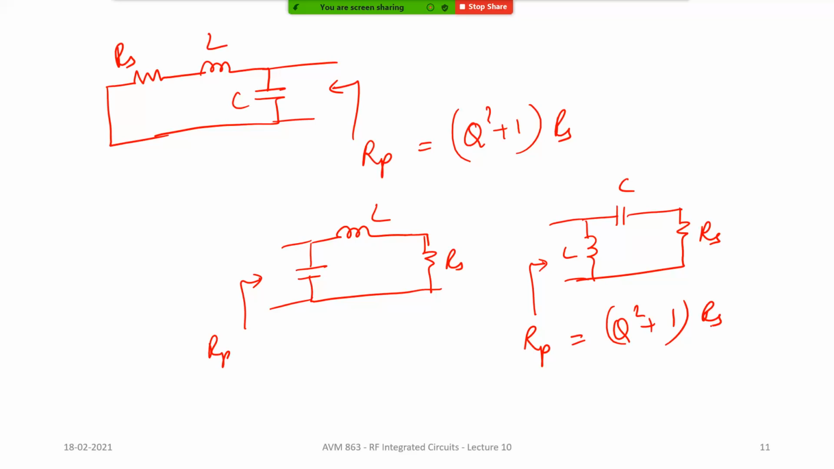So the L match network is bidirectional in nature, right? If you put an RP, you will get a lower RS, or if you have a certain RS, you will have a higher RP. Depending on which direction you want to go, you can use this network, and the relationship between RP and RS is Q squared plus 1. If your Q is sufficiently high, you can approximately say it is Q squared. There are two implementations: a low pass implementation, or a high pass implementation, depending on what you want at very low and very high frequencies.